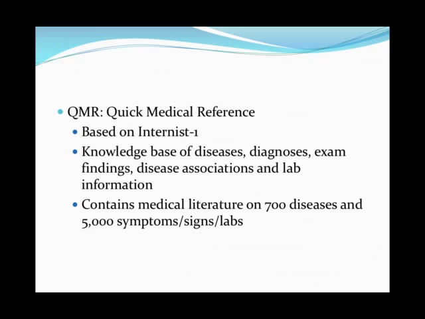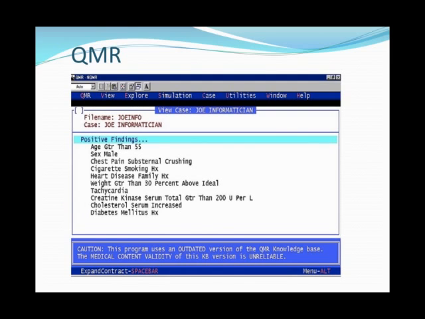Another one is QMR, Quick Medical Reference. It was based off that Internist One software that we talked about, one of the early ones. It's a knowledge base of diseases, diagnoses, exam findings, disease associations, and lab information, and it contains medical literature on 700 diseases and 5,000 different symptoms, signs, and labs. It would look something like this. You can see that this is a pretty old decision support system.